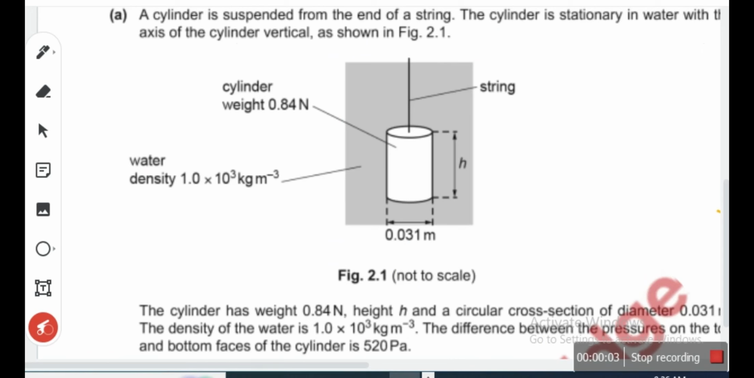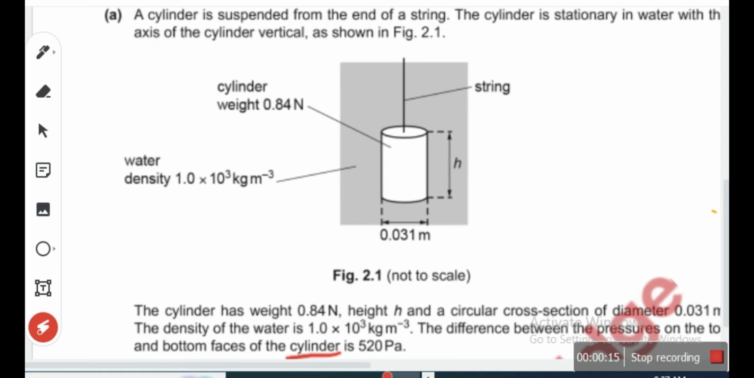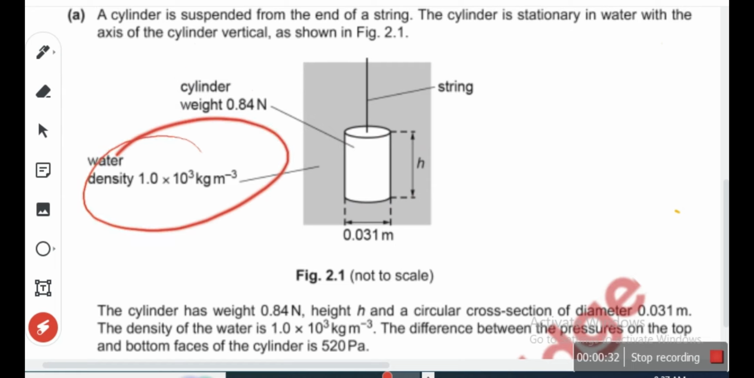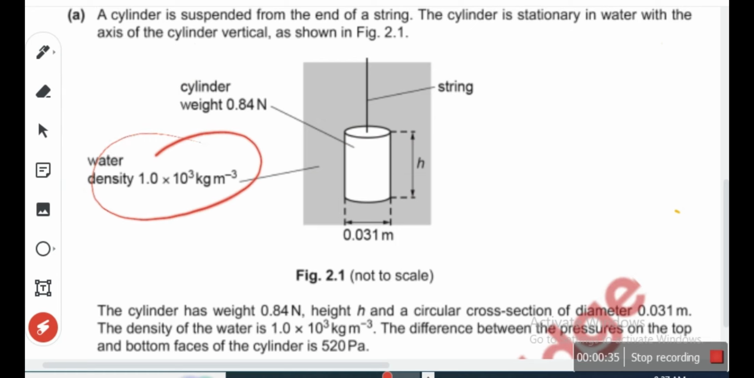Now these are some practice questions on the hydrostatic pressure that we've done. It says a cylinder is suspended from the end of a string. The cylinder is stationary in water with the axis of the cylinder vertical as shown. That's the cylinder, as you can see. The weight of the cylinder is 0.84 Newton. The density of the water is 1.0 times 10 to the power 3 kilogram per meter cubed, and the diameter of the cylinder is 0.031 meter.